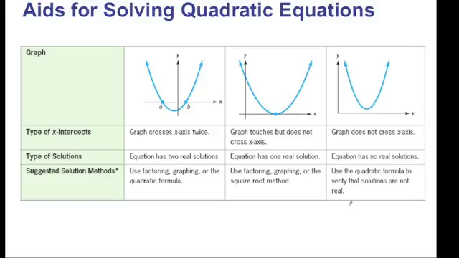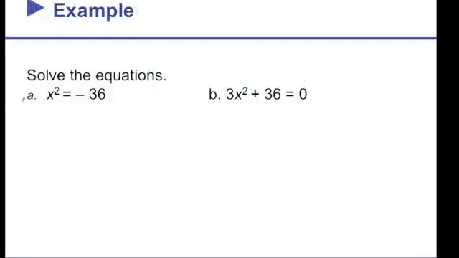And here are those aids. So here's the graph. This crosses the x-axis twice, has two real solutions. Factoring, graphing, or the quadratic formula work for solving it. Here's a graph that touches but does not cross the x-axis. It has one real solution. Factoring, graphing, or the square root method works best for it. When the graph does not touch the x-axis, it has no real solutions, and you're going to have to use the quadratic formula to solve that. And here are some more equations to try solving.